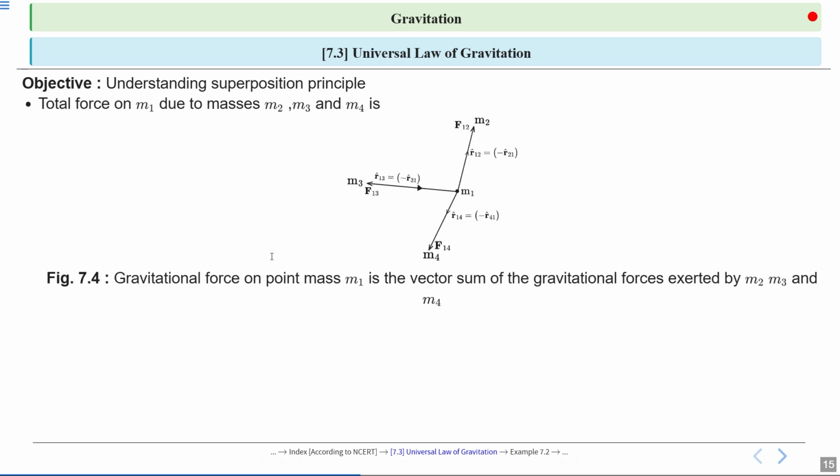Now continue with the superposition principle. So we see that the total gravitational force on mass m1 is due to the combined effects of masses m2, m3 and m4. The figure illustrates this concept by showing how each mass exerts a force on m1, and these forces add up vectorially. Note clearly how the forces are represented as arrows indicating both magnitude and direction.